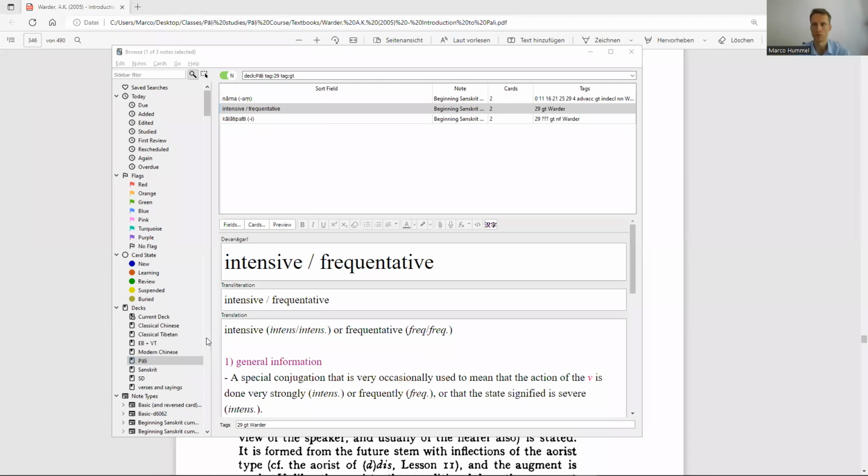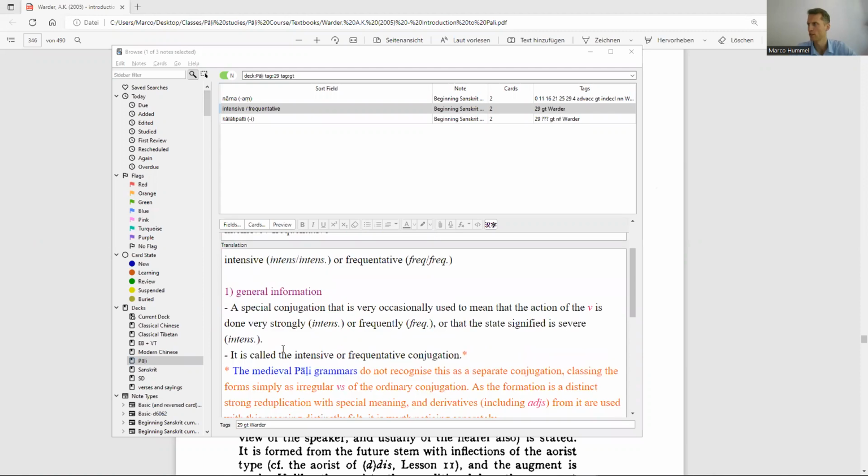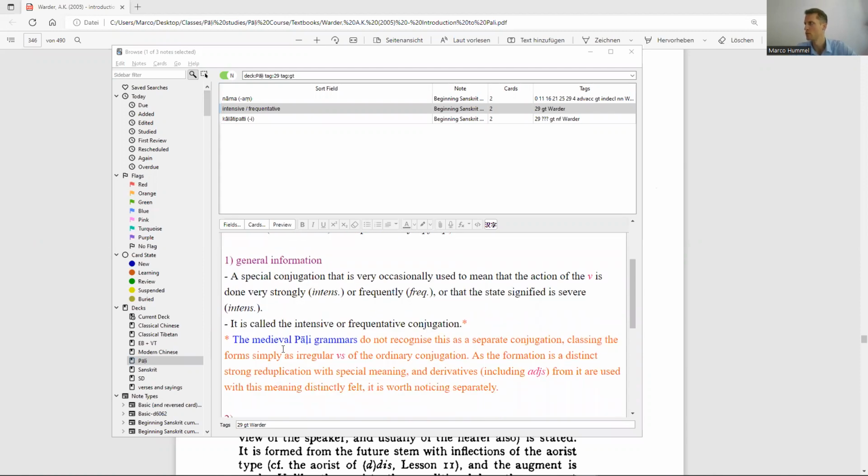So the first thing we'll discuss is the so-called intensive or frequentative. Sometimes it's even called the frequentive. This is a sort of verb form which signifies something done intensively or repeatedly. It's a special conjugation that is very occasionally used to mean that the action of the verb is done very strongly, or that the action signified is severe, or that the state signified is severe, intensive.